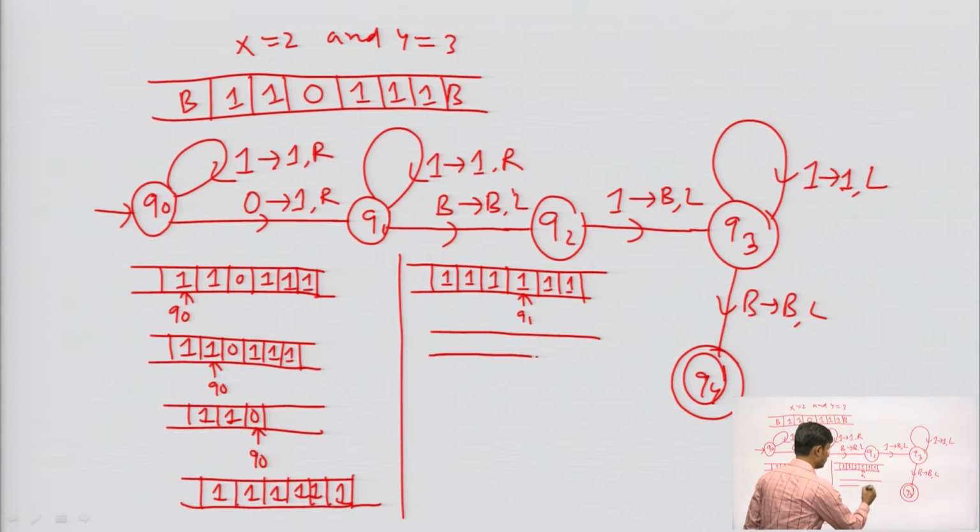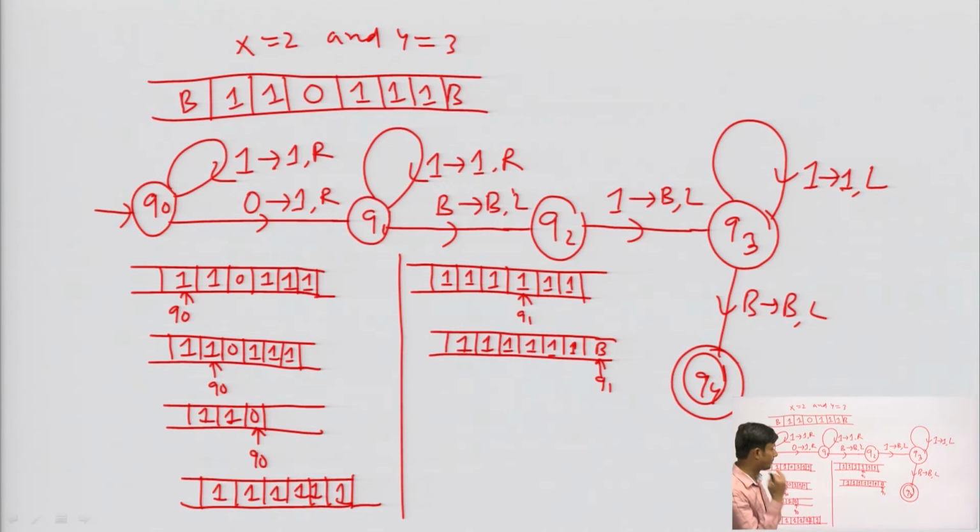I am writing the direct step: 1 1 1 and 1 1 1 1. After this, Q1 points to blank; the head is on a blank because for all 1s there is a loop in Q1, so you move right. Now, when Q1 reads blank, you have to move towards left.